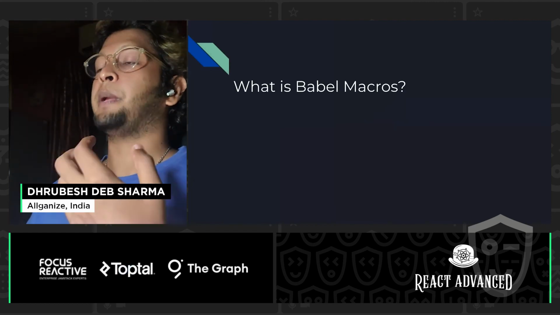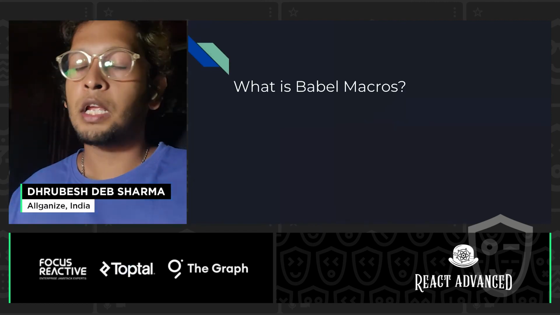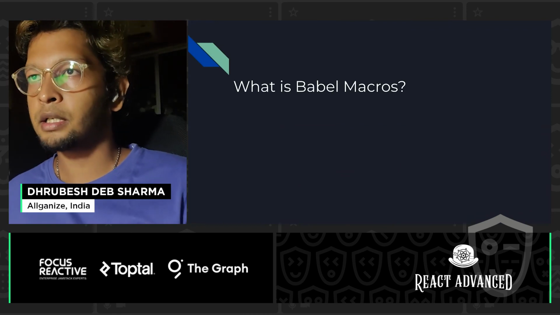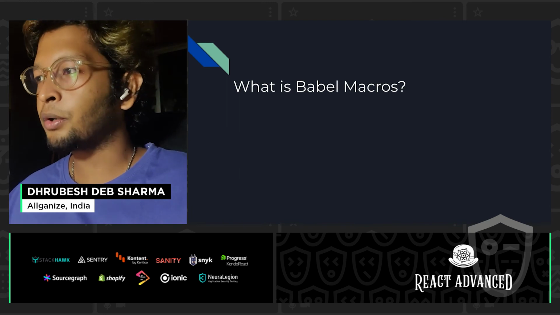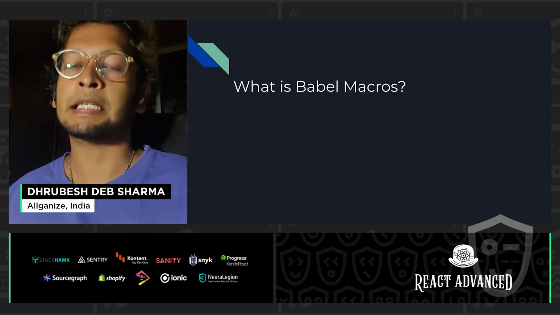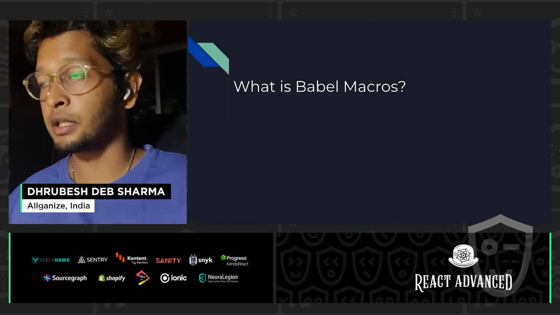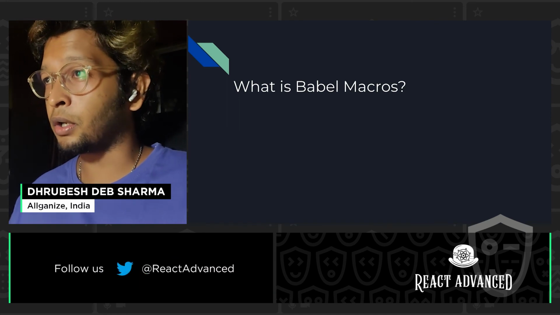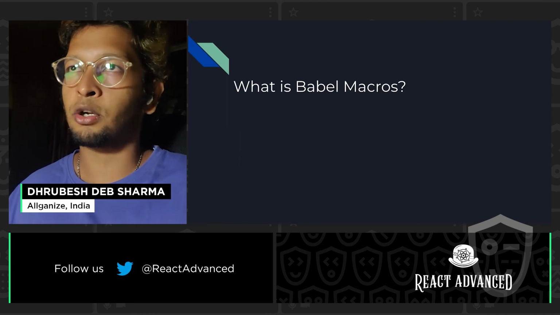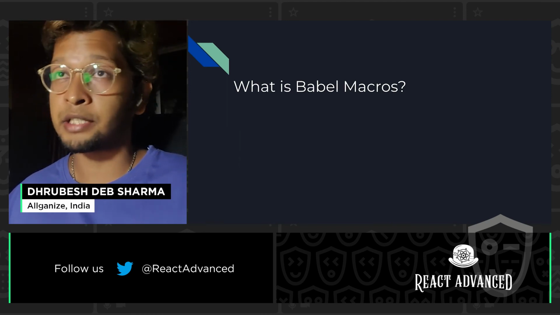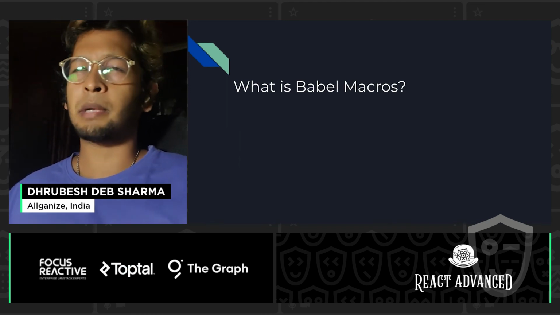Let's talk a bit about Babel macros, right? So Babel macros are essentially a way to apply code transformation without having to install a lot of plugins for each transformation. And the best thing is it's supported across CRA, Gatsby, Next.js, and almost all the other React-based frameworks. So why Babel macros, right?